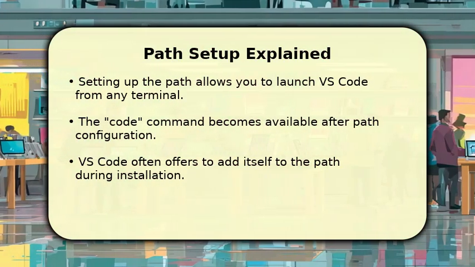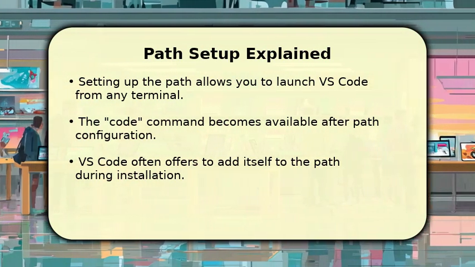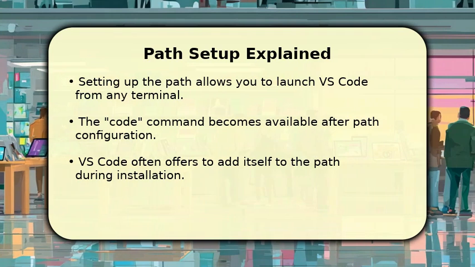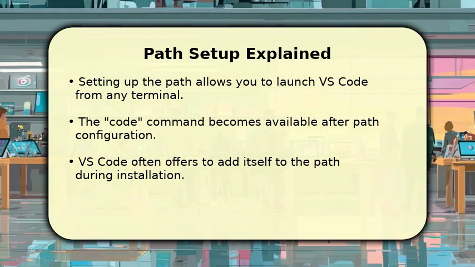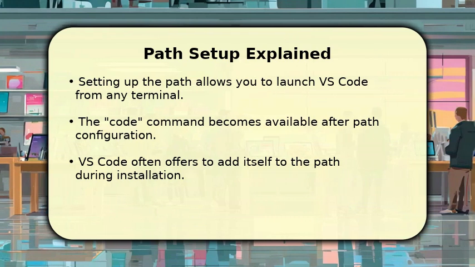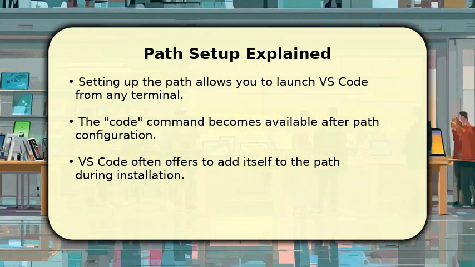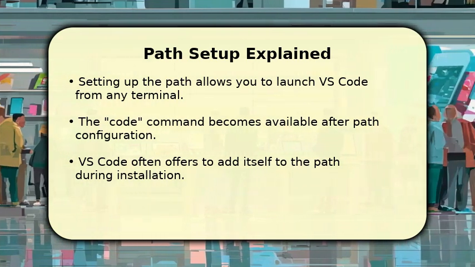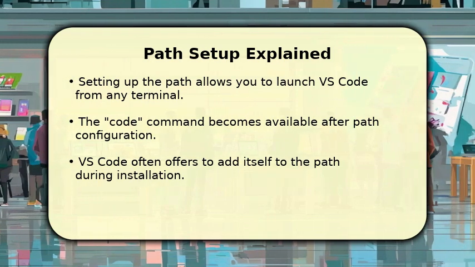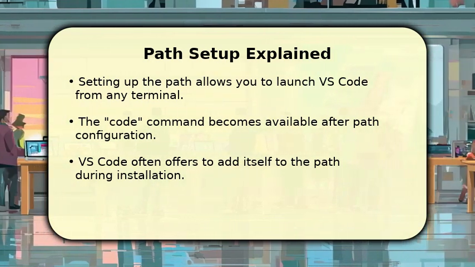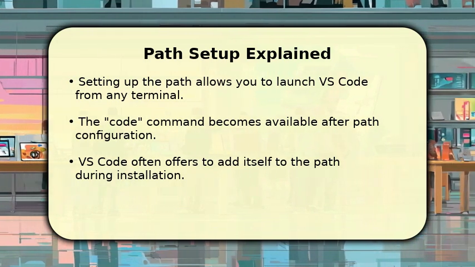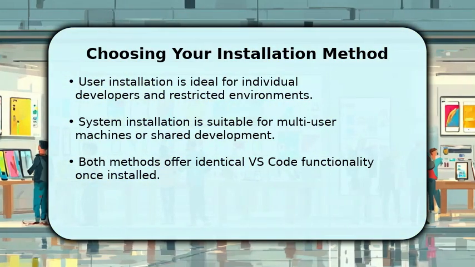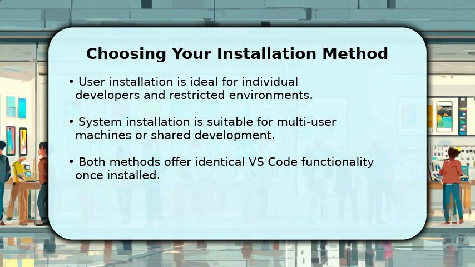Setting up the VS Code path is crucial for a seamless workflow. This process integrates the code command into your system's environment variables, enabling you to open files or folders in VS Code directly from any command prompt or terminal window. Often, the VS Code installer provides an option to automatically add itself to your system's path during the initial setup. If not, you can manually configure this by modifying your operating system's environment variables, typically a straightforward process taking only a few minutes.